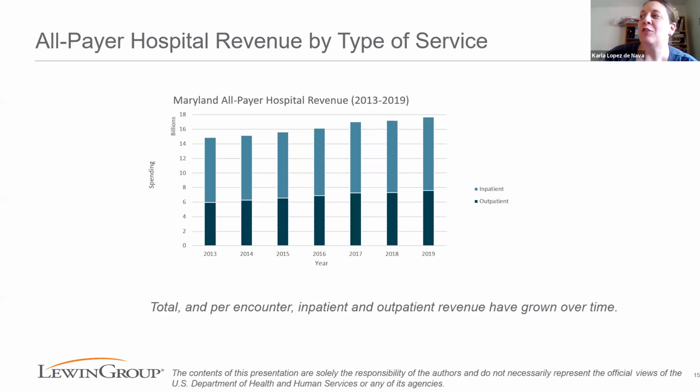But then we can also see what has been happening to the total revenue and the breakdown between inpatient and outpatient. And one thing that we've seen is that both the total and per encounter inpatient and outpatient revenue has steadily grown over time. Again, the per capita has not managed to exceed the cap, but we have seen a steady increase, both in the totals and the per encounter. Here, this graph is showcasing the total, not the per encounter, but if somebody's interested in seeing the numbers for the per encounter, I'm happy to share them after the meeting.